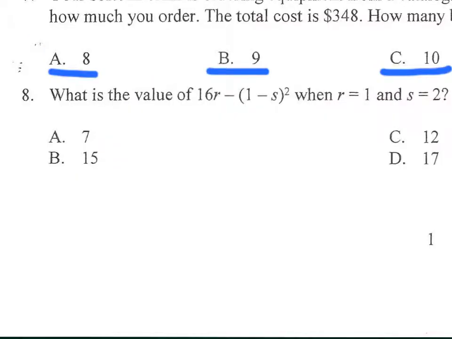Number 8, what is the value of 16r minus the quantity 1 minus s squared when r is 1 and s is negative 2? So just plug them in for each and work them out. Be real careful about the signs. Do you get A 7, B 15, C 12, or D 17?